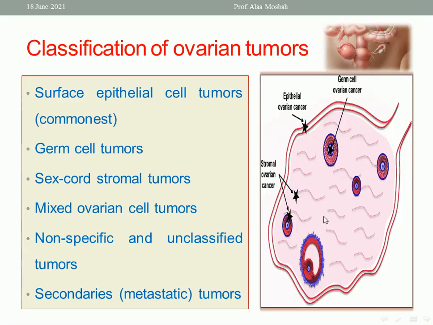As you see in this picture of the ovary, it shows you the origin of these tumors, either from the epithelium, the surface epithelium here, or from the germ cell, or from the stroma or sex cord granulosa cell here. Okay, so this is the sex cord stromal, and this is the germ cell, and this is the epithelial tumor.